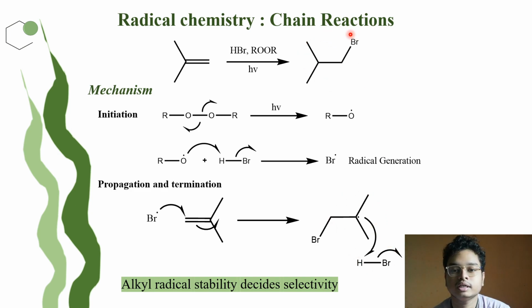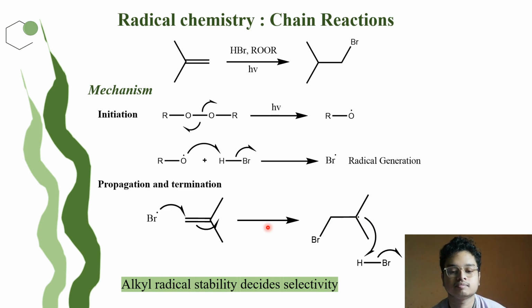Now if we check carefully, the bromine can't attack from this side. If the bromine radical attacks from this side, primary radical formation is observed. But if the bromine attacks here, then tertiary radical formation is observed.